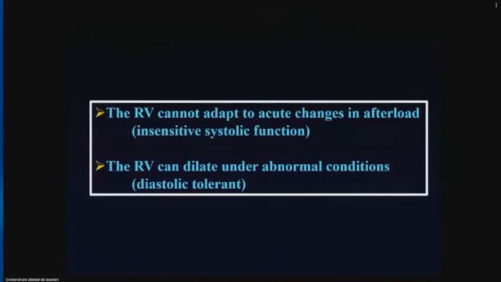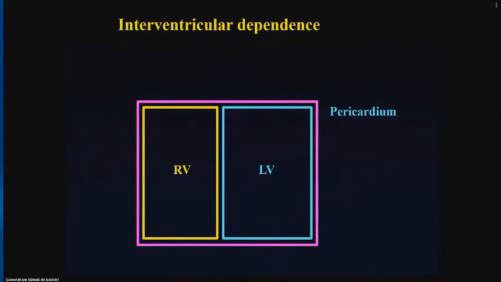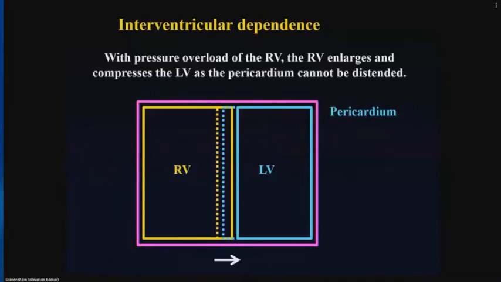And the right ventricle cannot adapt to acute changes in its afterload, and unfortunately, it dilates under abnormal condition, and this will have major implications because of the interventricular dependence. If the right ventricle dilates, this will have influence on the left ventricle. Indeed, we have here the dilation of the right ventricle, and then the squeezing of the left ventricle that cannot really be filled adequately. And in these conditions, we have a decrease in the left ventricle stroke volume.